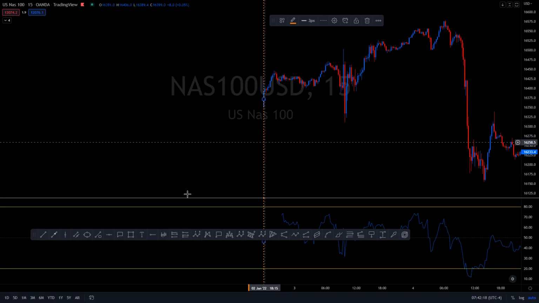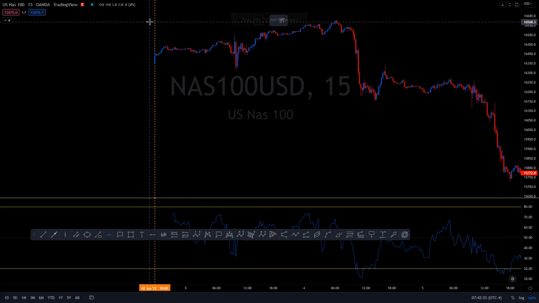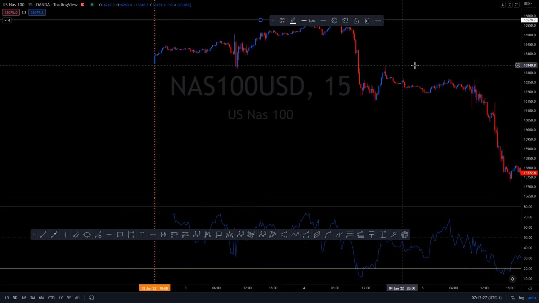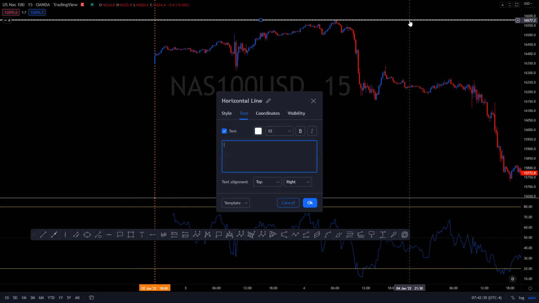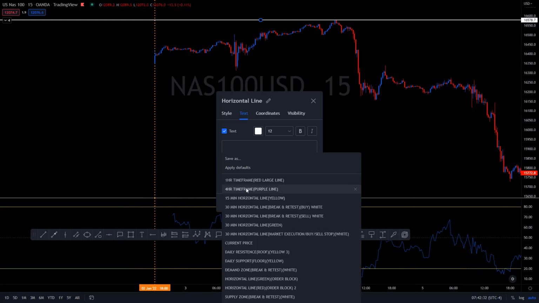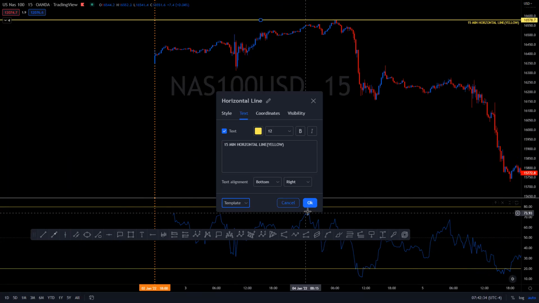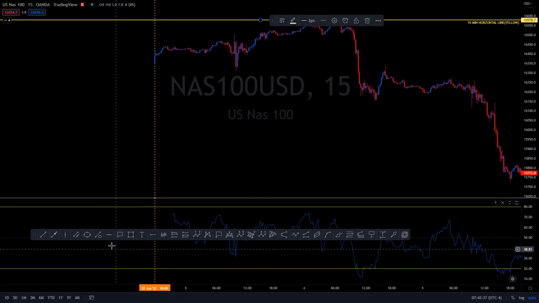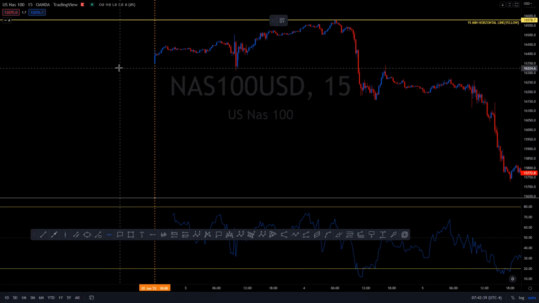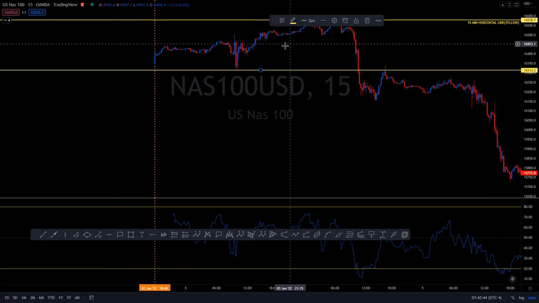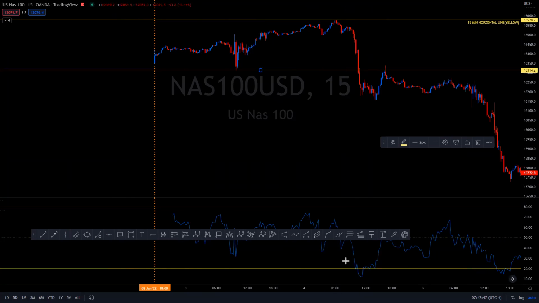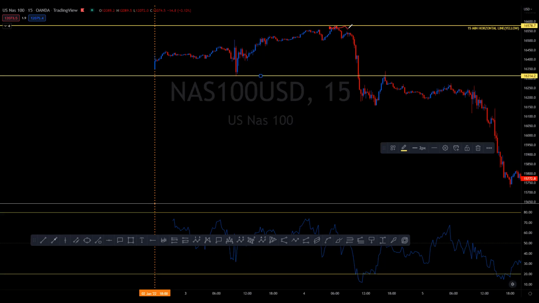So now we're going to start marking institutional support and resistance. These are areas where in the past institutions have gathered a lot of liquidity and then made a big move. And these are the type of moves that we actually want to be in. As you can see here, price interacted with resistance here and made a huge drop down in here. So that's a good area.